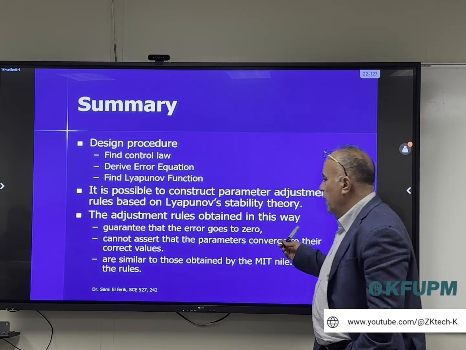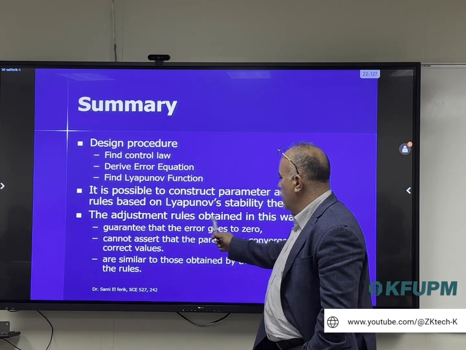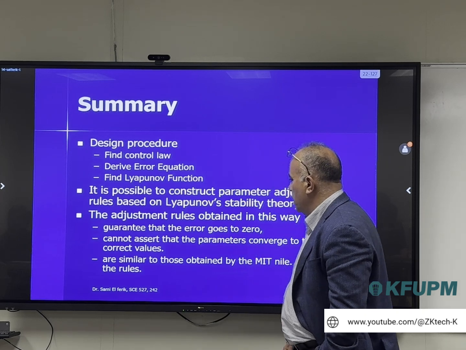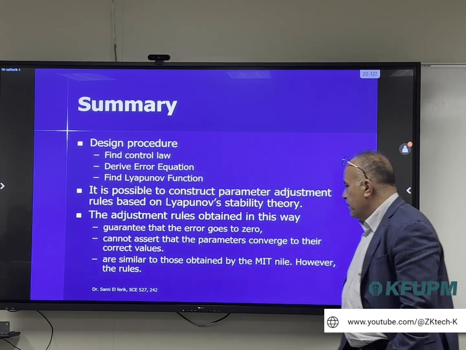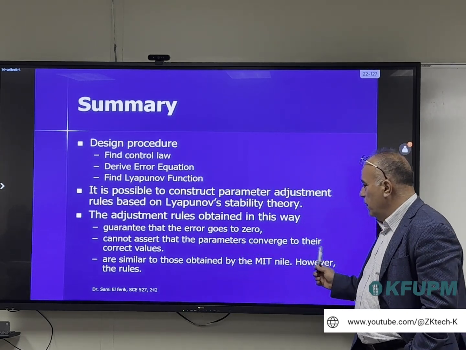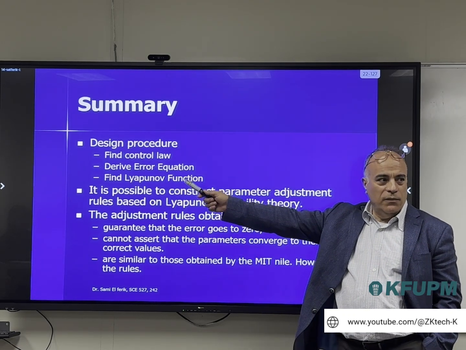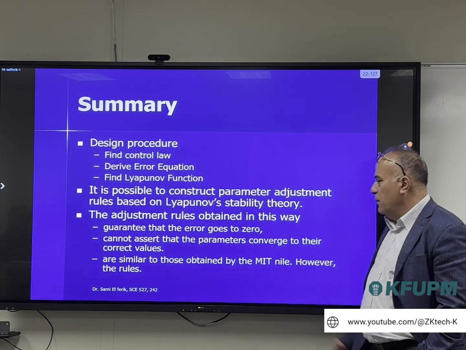After that, we can look at the adjustment rule, and we make sure that this guarantees that the error goes to 0. We cannot assert that the parameters converge to their exact values. This is what we concluded from the first result. It can converge to anything.